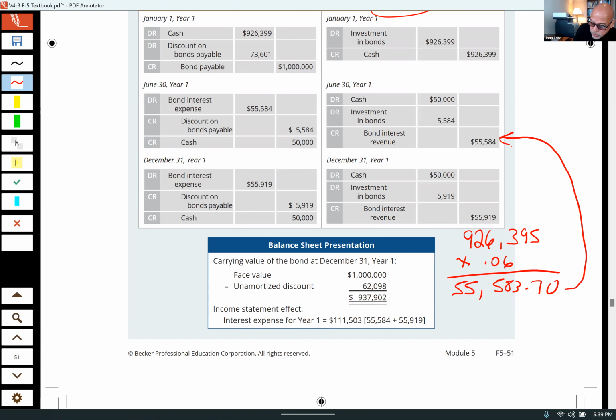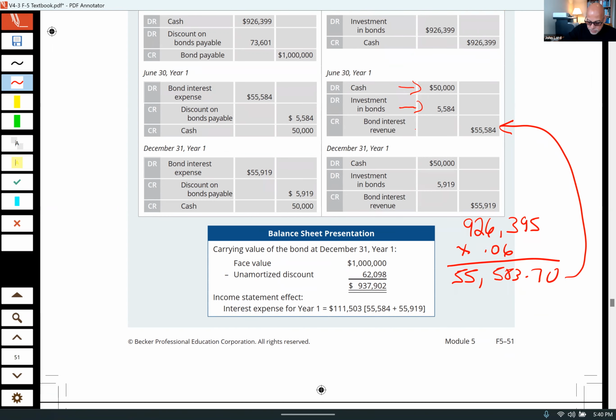They did a little rounding there to bring that up to 55,584. Now the cash that we'll receive is going to be the 50,000, and we'll increase the carrying value of the bond for that. Just like the carrying value of the bond goes up for the debtor, for the investor, it increases the carrying value of the bond. And so we debit the investment on the bond.